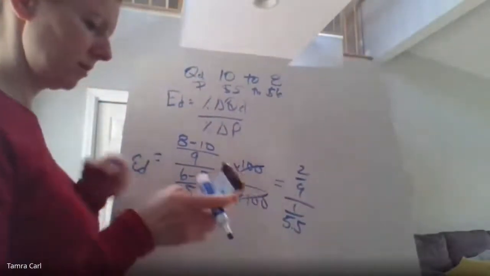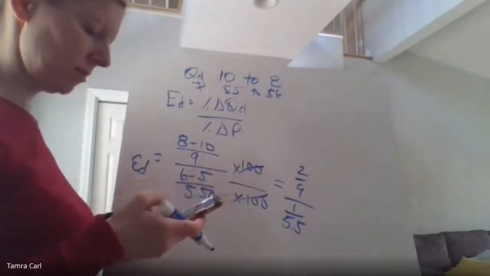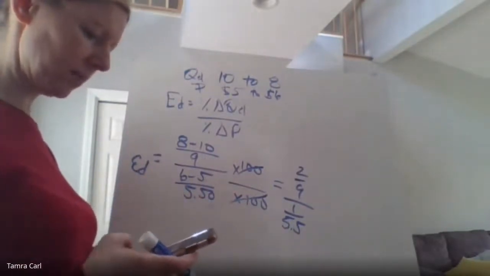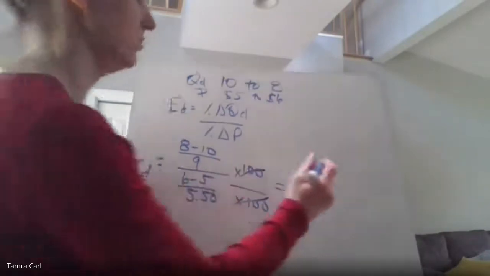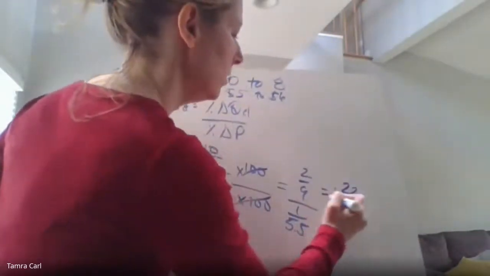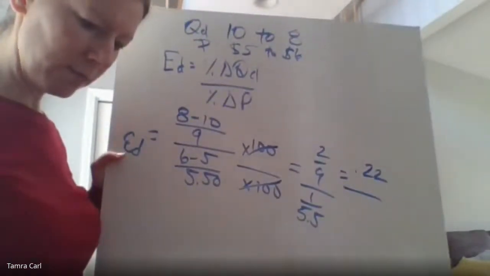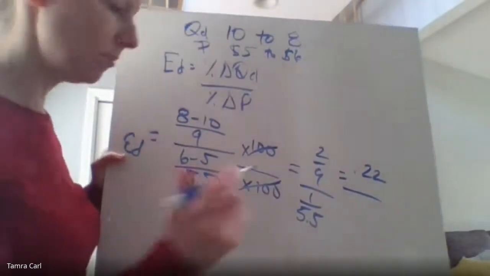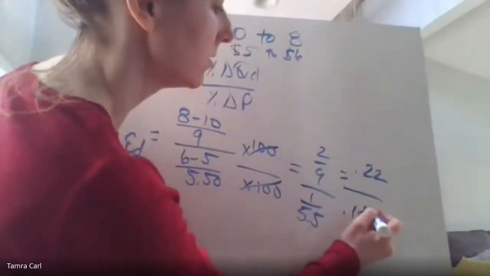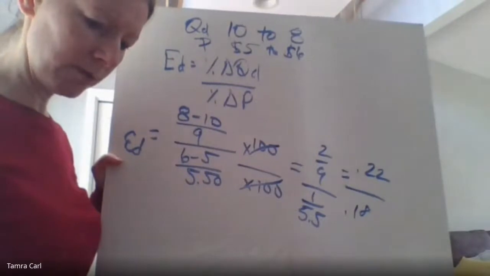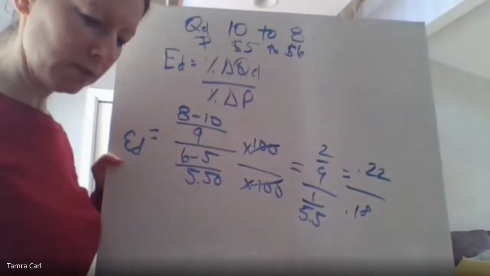So now, if I take it here with my calculator, 2 divided by 9 is 0.22. And then I've got here 1 divided by 5.5 is 0.18. So 0.22 divided by 0.18.